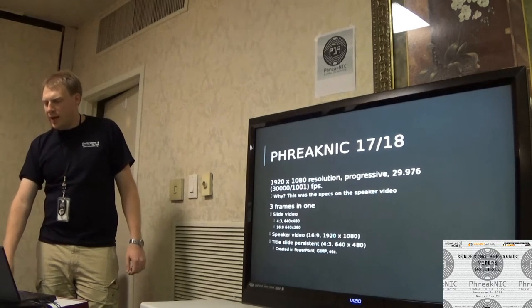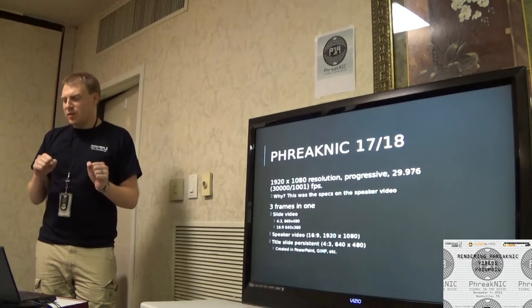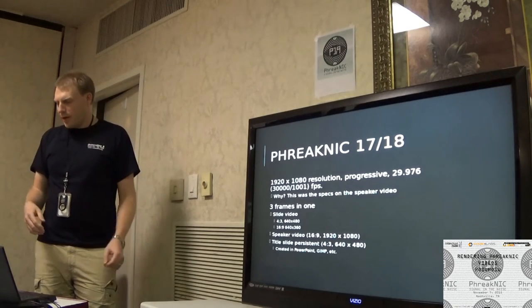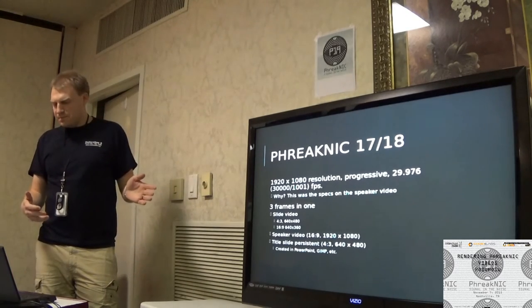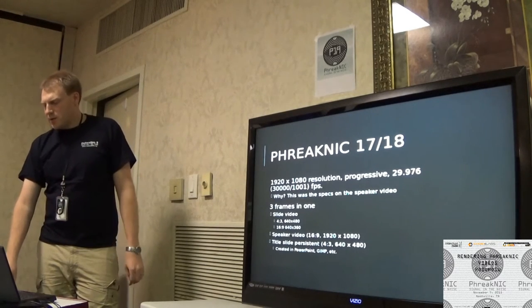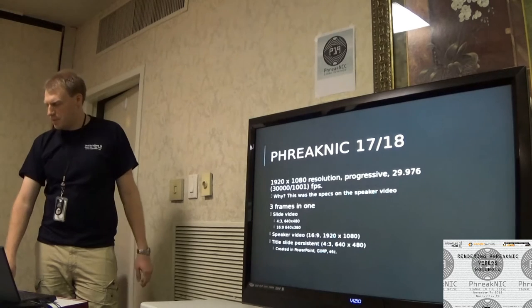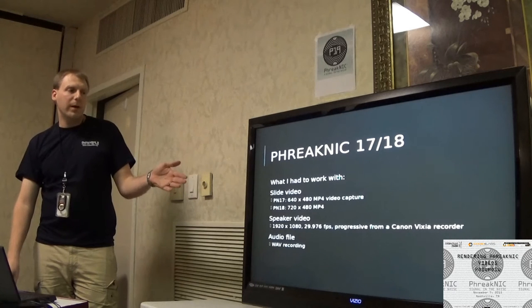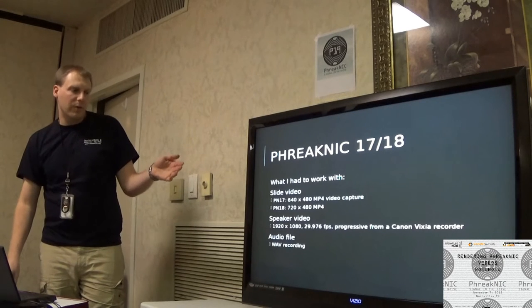So for FreakNIC 17 and 18, I did 1920 by 1080 resolution, progressive at 29.976 frames a second. Those were the specs on the speaker Canon videos, so I just said, hey, I'll go with that. That's pretty standard. I really wanted three frames in one: the slide video, a title slide, and a speaker video. The title slide itself was created in PowerPoint, since it has Slide Master, and then I exported everything as bitmaps. What I had to work with in FreakNIC 17 was a 640 by 480 MP4, and in FreakNIC 18 I had a 720 by 480 MP4 for the slide videos.